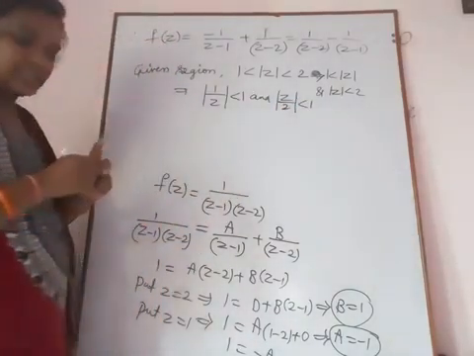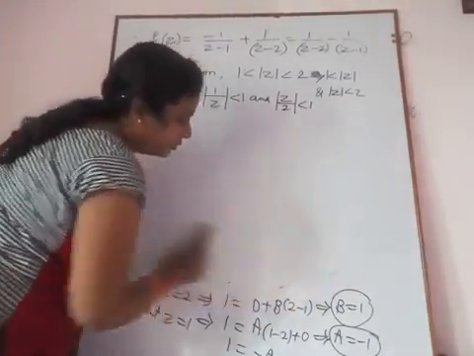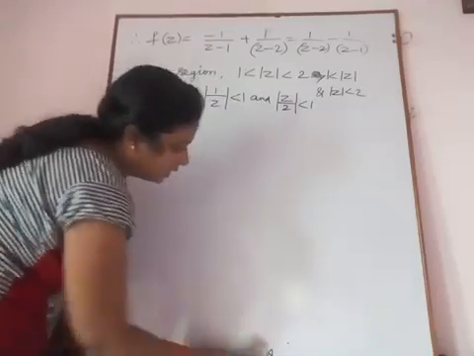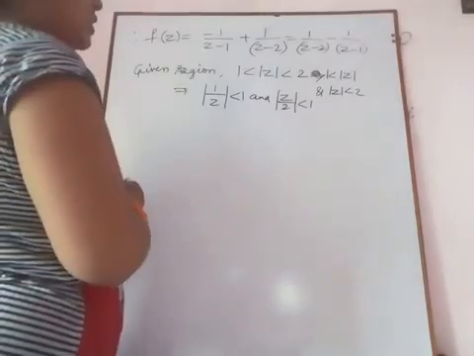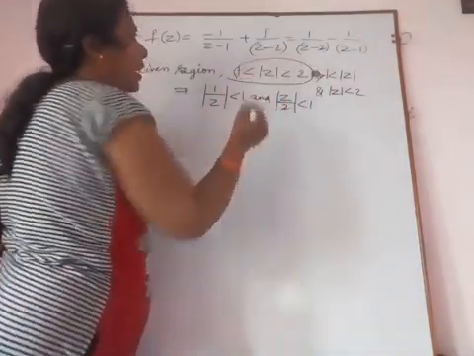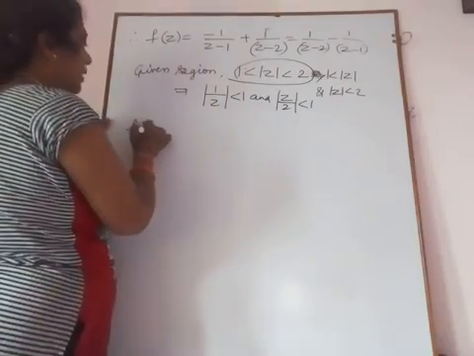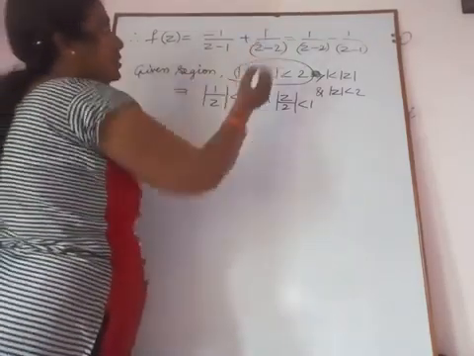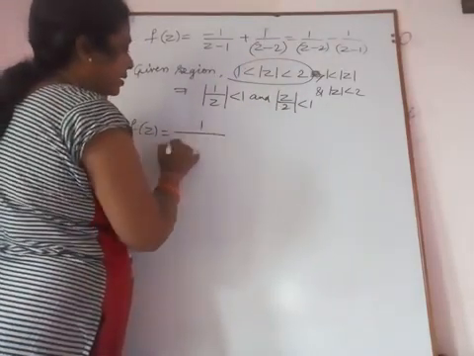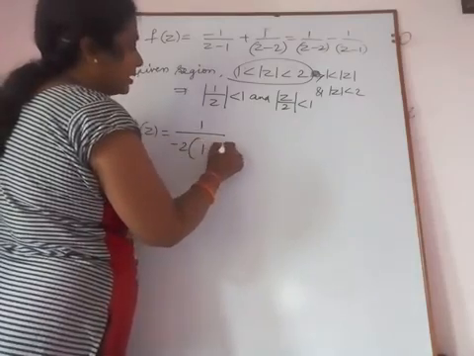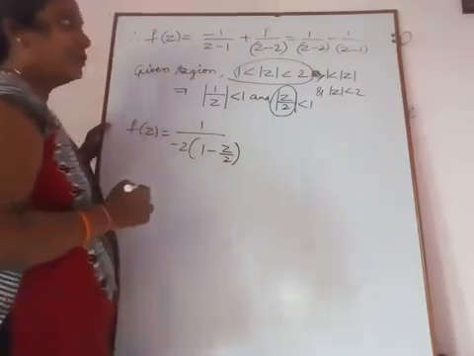By the binomial expansion, the condition is mod z must be less than 1 or mod z is equal to infinity. But here the z is defined in the region between 1 and 2 only. Okay. Now in the first term of f of z, taking common minus 2, it becomes 1 minus z by 2. We have to reduce it into the form of z by 2.